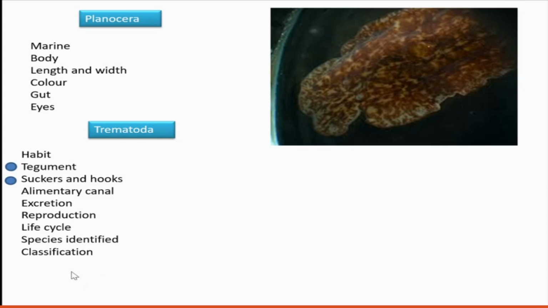Okay. Then Trematoda is again classified into two taxa. Which are the taxa? Monogenia and Digenia. The name itself tells what it means. Monogenia means, mono means one.